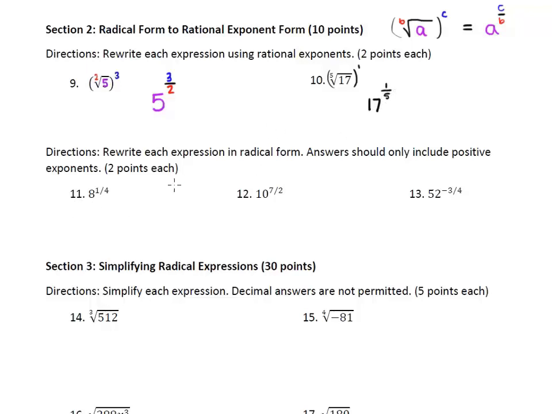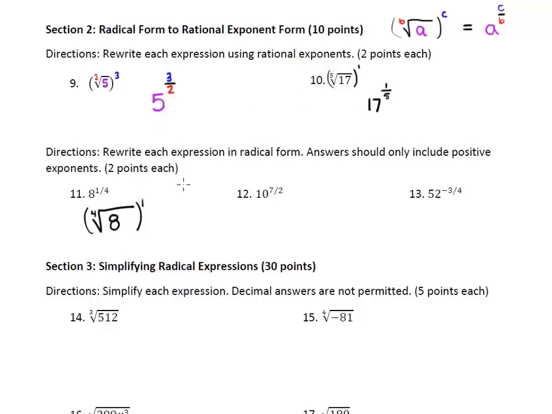Okay, 11, 8 to the 1/4 power. So 4 is my index. So I'm going to have my radical sign. 8 goes underneath. The little 4 goes right here. And then I'm done. That's it. If you want to put raised to a power of 1, there's nothing wrong with that. But you could have just left it as 4th root of 8. Notice we're not simplifying any of these.